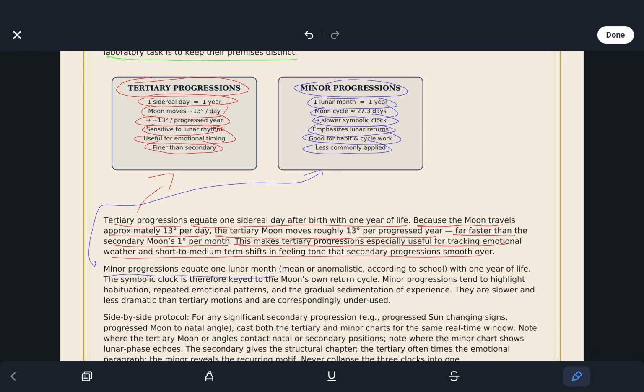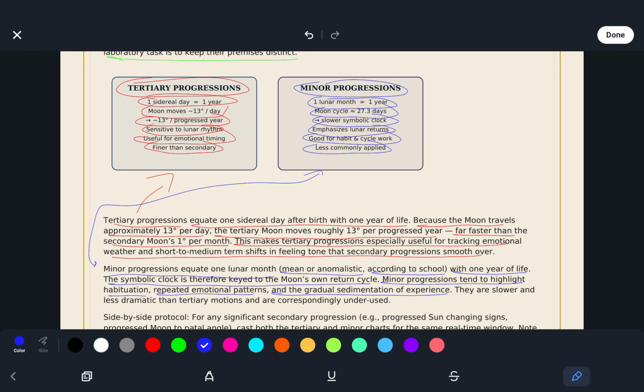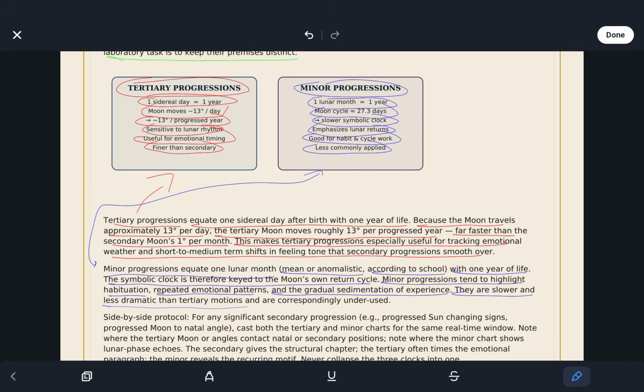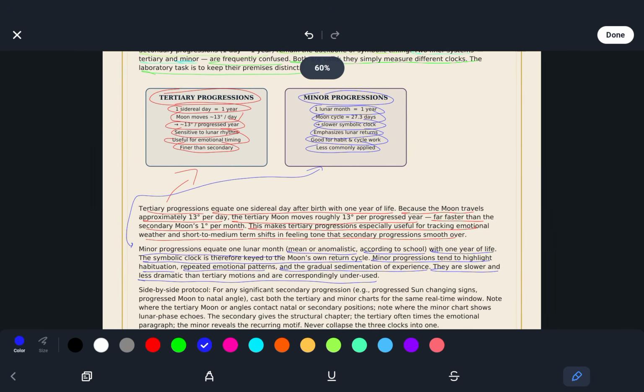We see minor progressions equate 1 lunar month, mean or anomalistic according to school, with 1 year of life. The symbolic clock is therefore keyed to the moon's own return cycle. Minor progressions tend to highlight habituation, repeated emotional patterns, and the gradual sedimentation of experience. They are slower and less dramatic than tertiary progressions and are correspondingly underused.